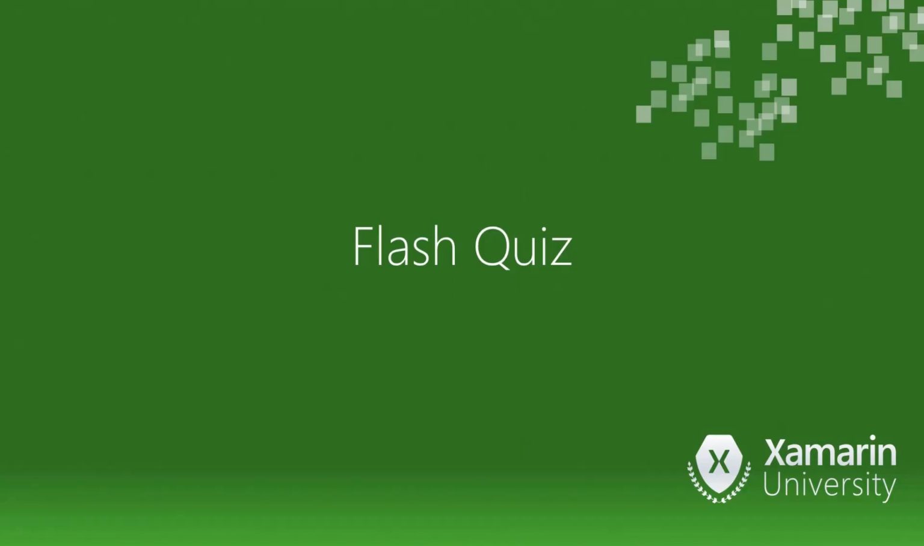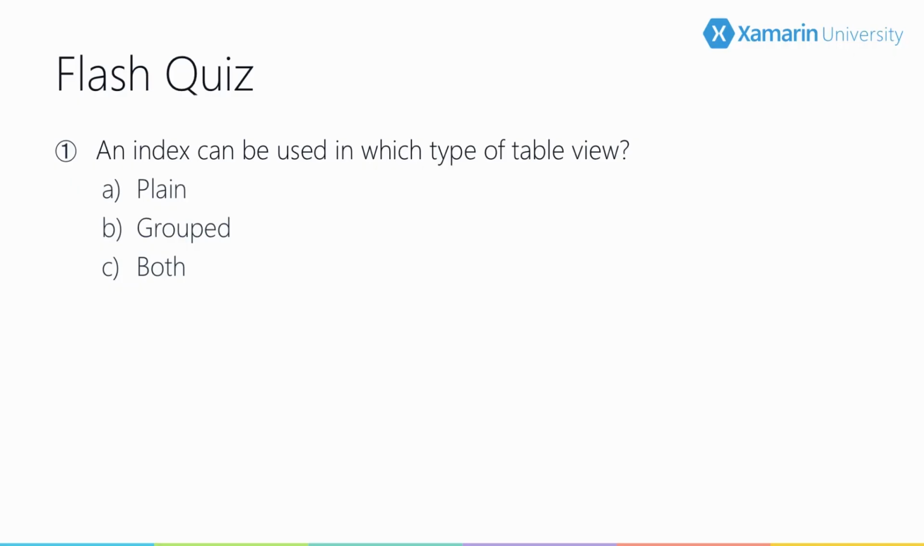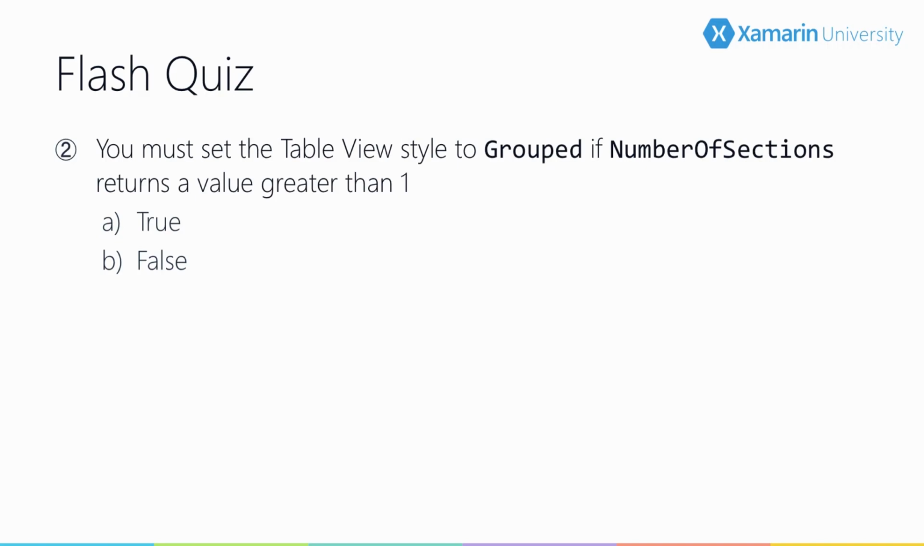Let's have a flash quiz. An index can be used with which type of table view? Both. You must set the table view style to grouped if NumberOfSections returns a value greater than 1. This is false. The table view style is just a visual style. It doesn't have anything to do with whether or not the data is grouped.